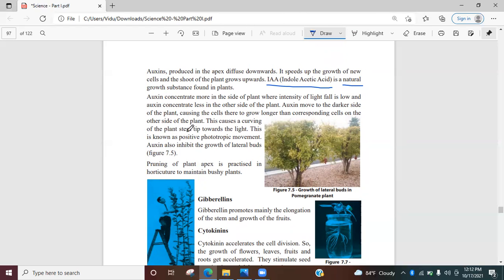This causes a curving of the plant stem tip towards the light. This is known as positive phototropic movement. You will learn about this movement in the next lesson. Auxin also inhibits the growth of lateral buds. There are so many functions of auxin, so you should remember these functions of auxins.